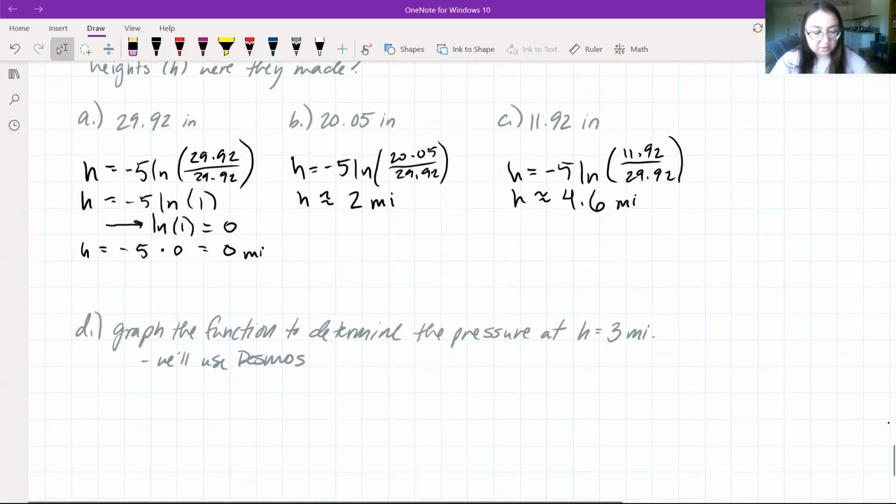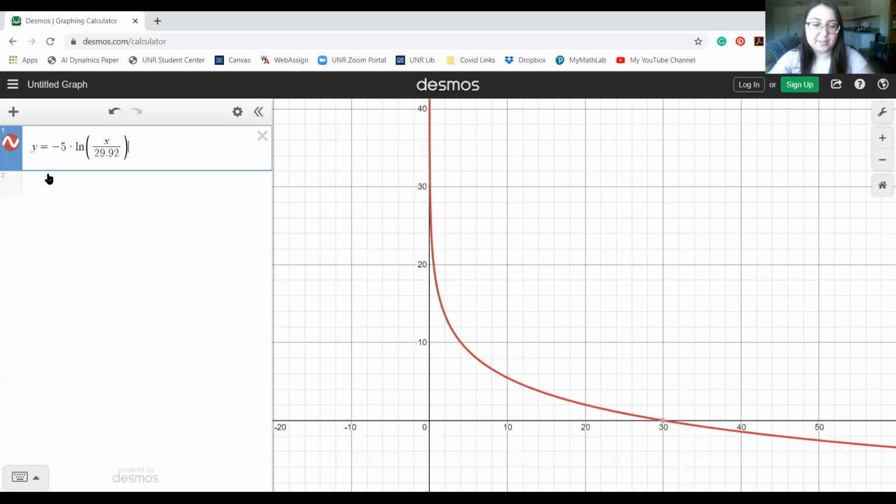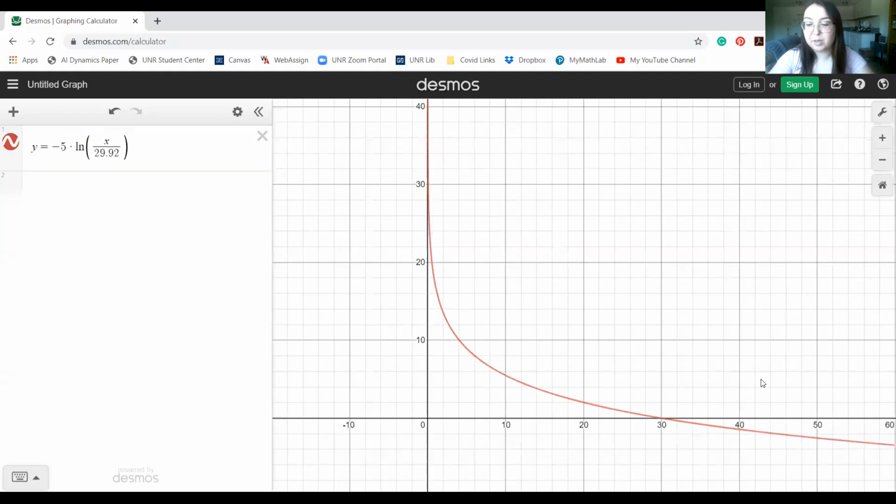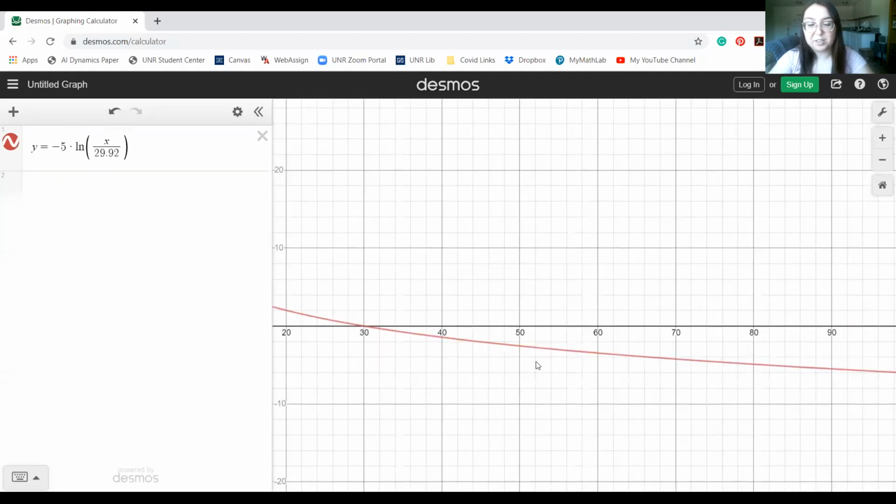All right. For part D, we want to graph the function to determine the pressure at h equal to 3 miles, and we're going to use Desmos for this. Now we're on Desmos, and we have our equation h is equal to -5 times the natural log of, in this case I wrote x, but it should be P for pressure, divided by 29.92. If we look at our graph here, we definitely see that there is an exponential decay going on, but we will be going into negative values.